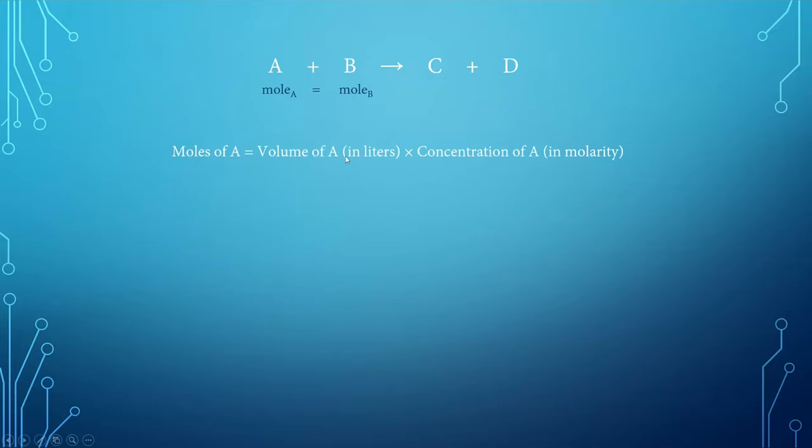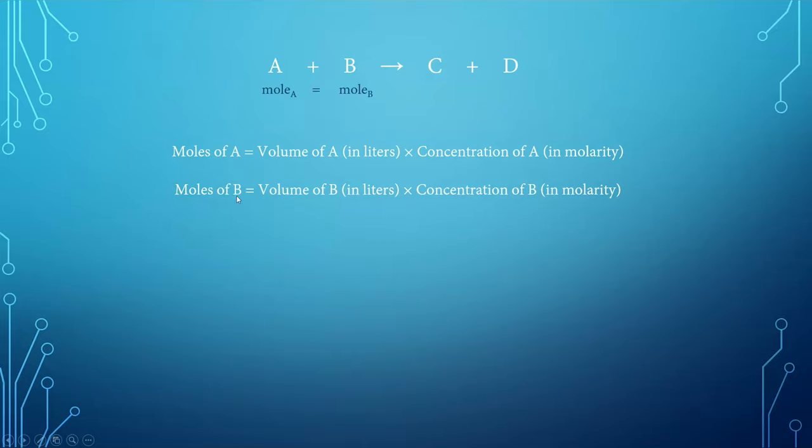To calculate the moles of A, we only need to know two things. How much volume of A did we add? And what was the concentration of A? If we multiply the volume times the concentration, we'll have the moles of A. The concentration of A is known because that's our titrant, and we're going to measure the volume by using our indicator to tell us when we've just reached the endpoint.